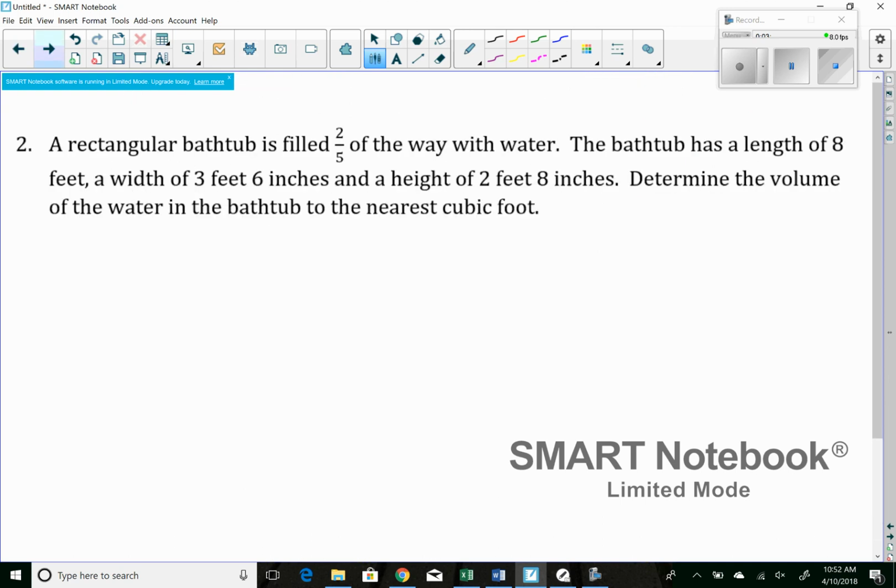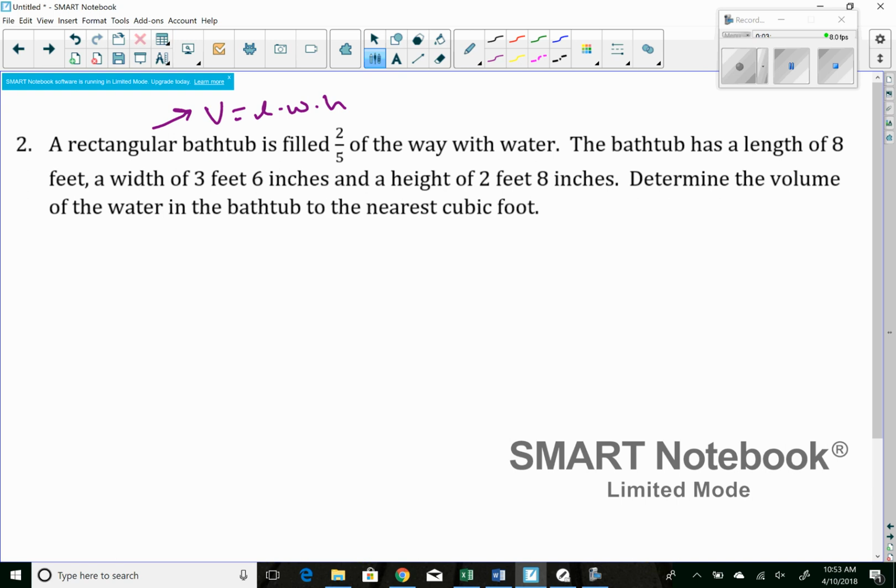The second question talks about this bathtub. It says it's a rectangular bathtub, so this is going to be a rectangular prism. This is the only volume formula that's not on the reference table: length times width times height. It says it's filled 2/5 of the way with water. The bathtub has a length, width, and height of those dimensions. Determine the volume of the water in the bathtub. So first I want to find the volume of the bathtub, then I'll multiply that volume by 2/5.